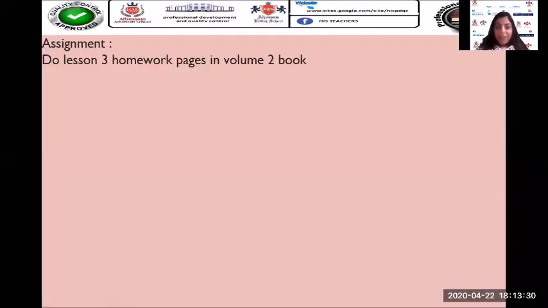And now your assignment. Do lesson 3 homework pages in volume 2 book. Do the assigned homework pages in your volume 2 book. And send me your homework and take care.